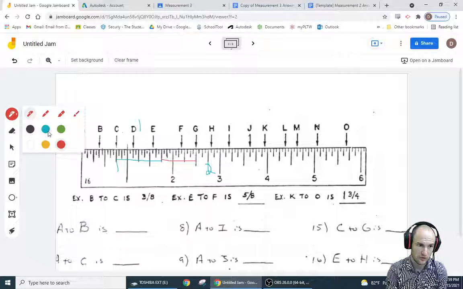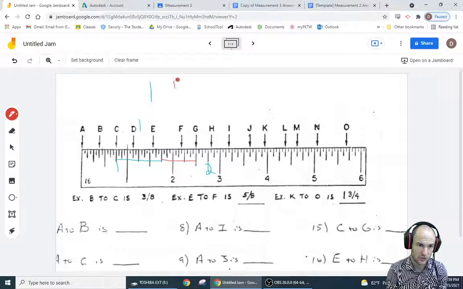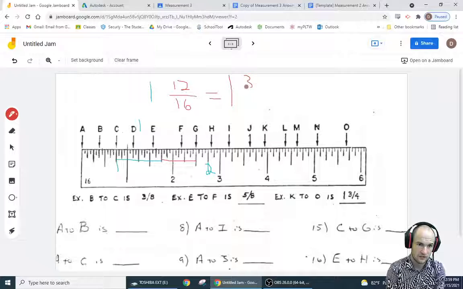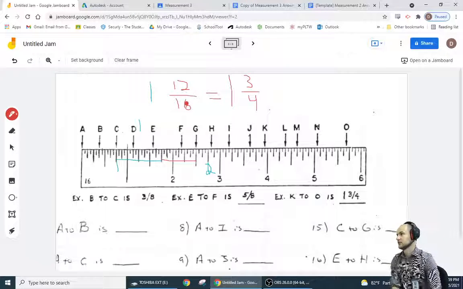So I had a 1. That's a solid number. That's not changing. That's the distance from here to here. And then in the red, I have 12 little lines. So that is 12/16. These numbers are both even, so I have to divide. Like I said, 4 goes into both of these. So this will give us an answer of 1 3/4. Because 12 divided by 4 is 3, and 16 divided by 4 is 4.